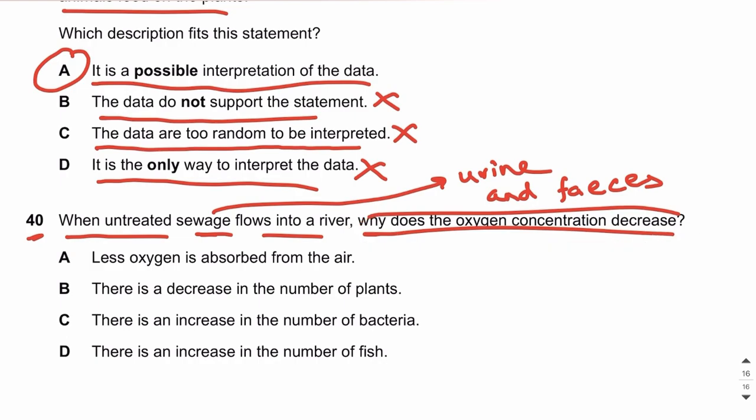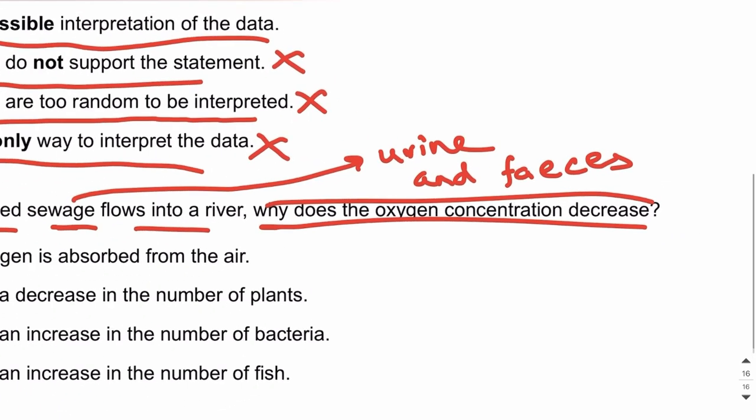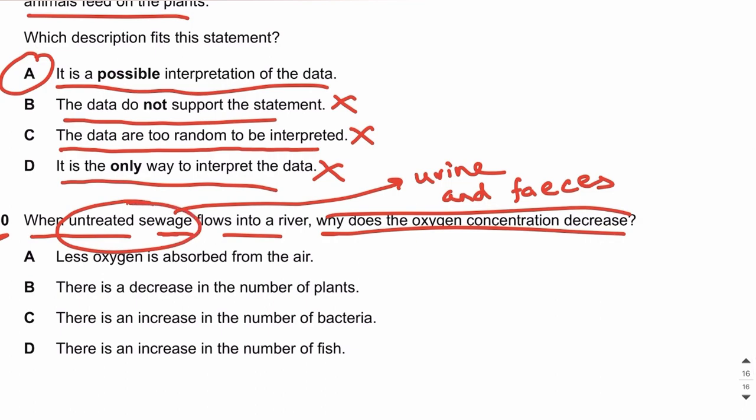Why? Because the bacteria in the river, or maybe bacteria may also be present in the untreated sewage, these bacteria decompose urine and feces and use up oxygen. So the answer is that there is an increase in the number of bacteria. And why do the bacteria increase in the river? That's because the bacteria might be coming in the untreated sewage, or they may be present in the river, and they suddenly got a lot of matter to decompose or to feed on. Do you get this point?